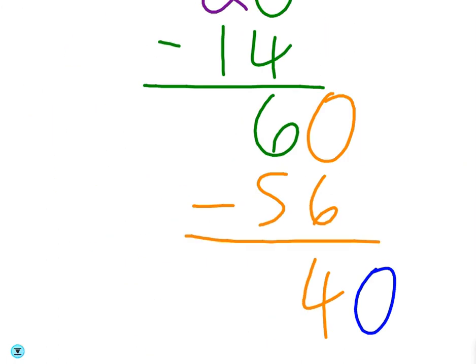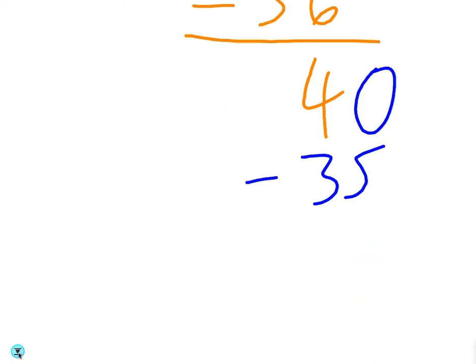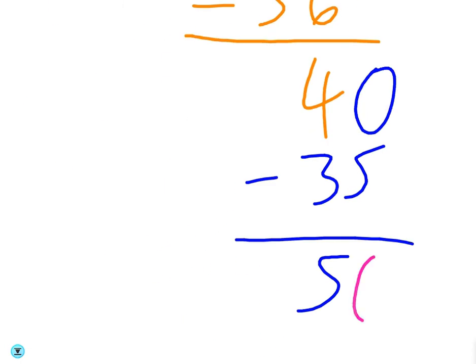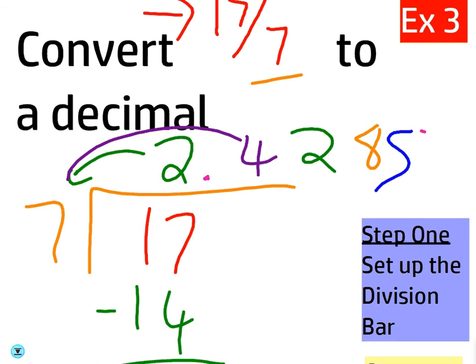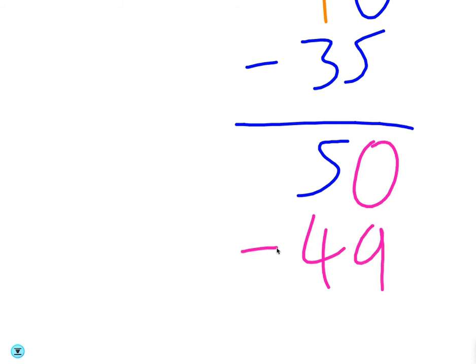5 times 7 is 35. Subtract, we get 5. 7 doesn't go into 5, so we need another 0. How many times does it go into 50? 7. 7 times 7 is 49. Subtract, we get 1. Carry the 0.